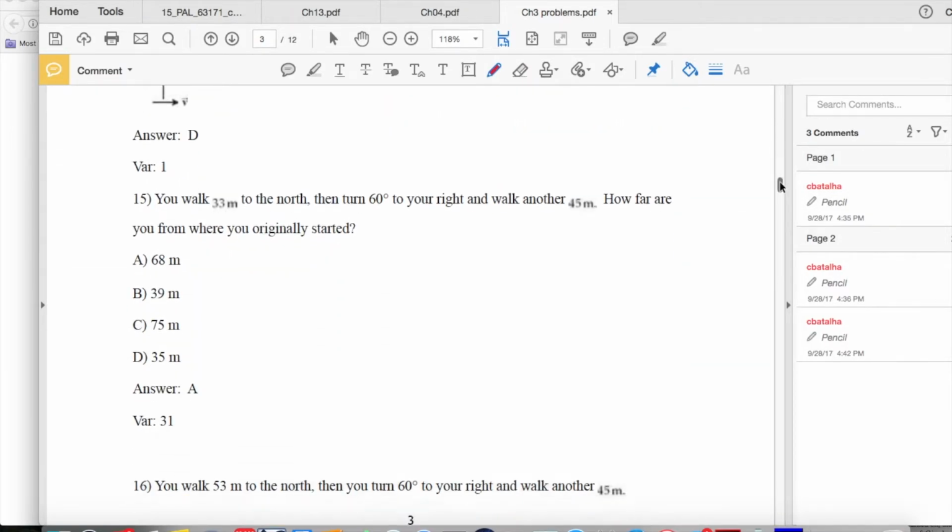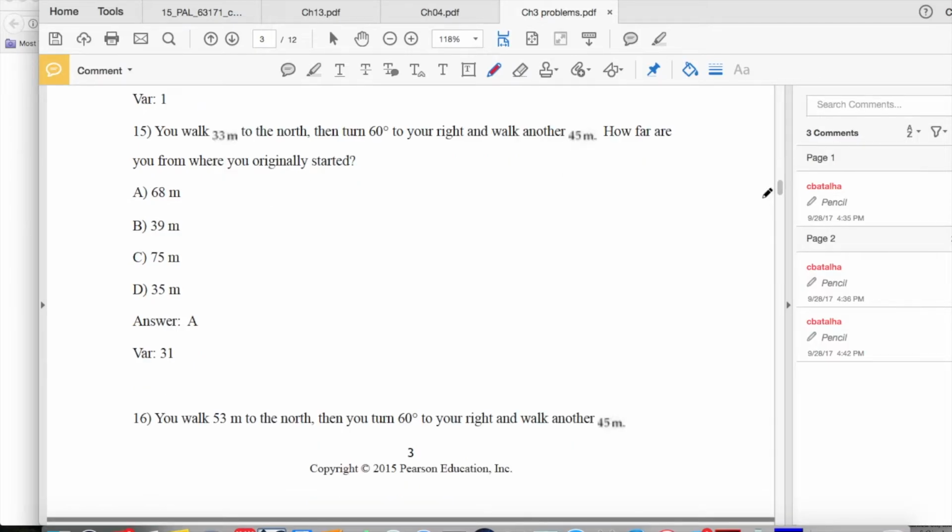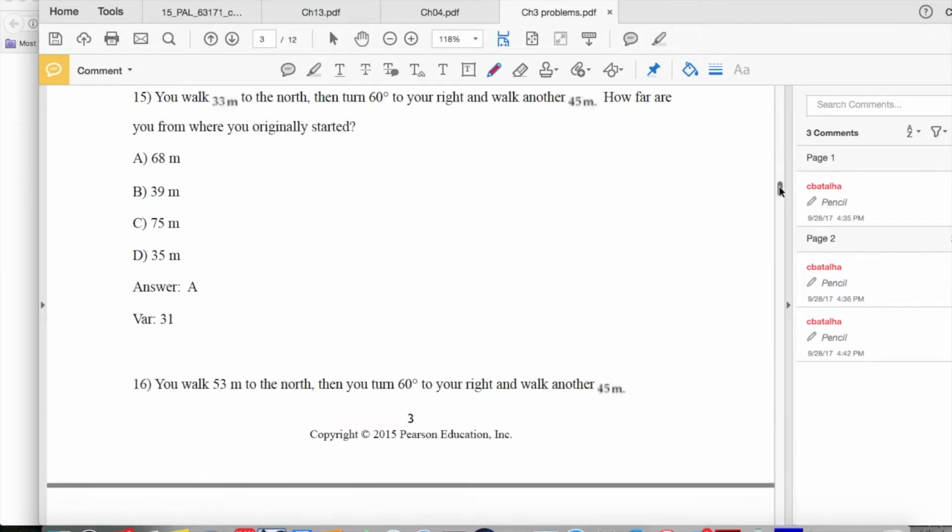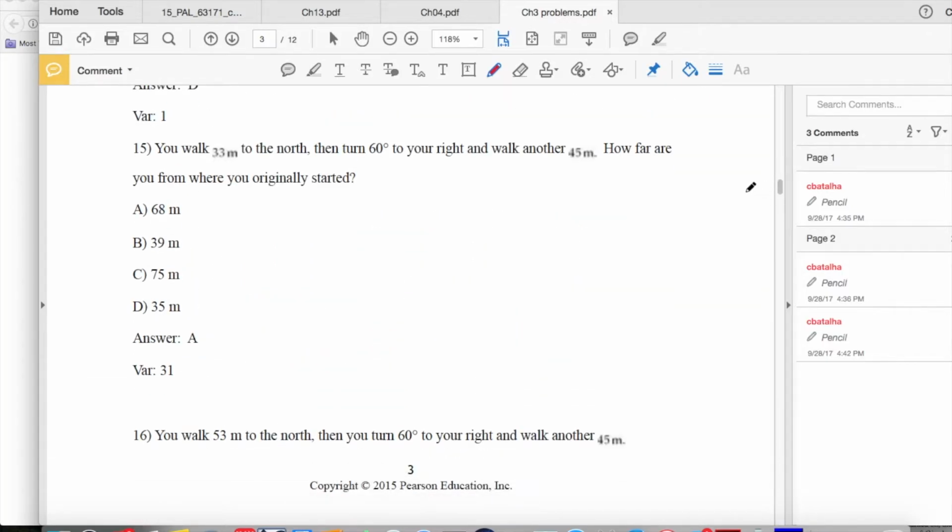I'm not gonna do this. You walk 33 meters. I think I did that in class. But one of your classmates and I, in fact, didn't get the solution. So let's try to do it again, and see if I did something that was not correct.